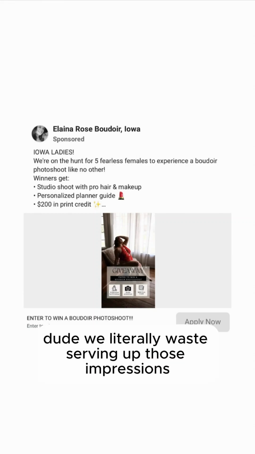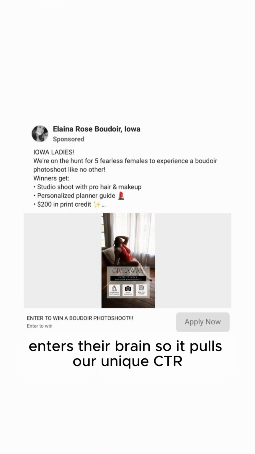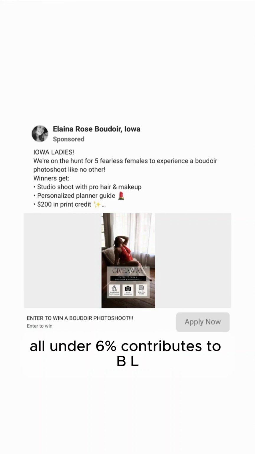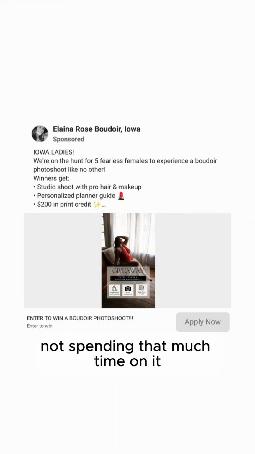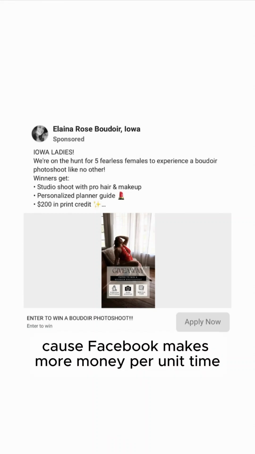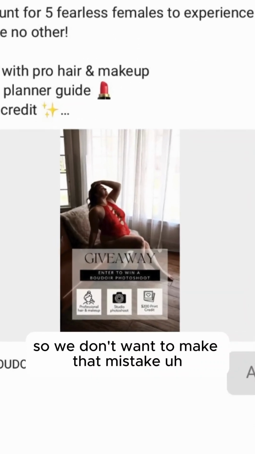Dude, we literally waste serving up those impressions because the women are just going to scroll by, our ad never enters their brain. So it pulls our unique CTRL under 6%, contributes to BLCS, Boudoir low click syndrome. And what actually happens is that Facebook is able to serve more ads per unit time because more women are scrolling by our ads, not spending that much time on it. So Facebook loves it because Facebook makes more money per unit time. We lose more money per unit time when that happens. So we don't want to make that mistake.